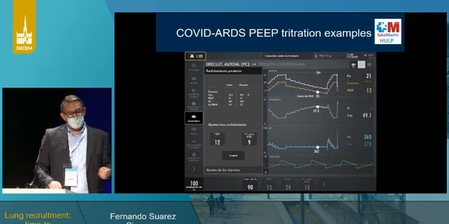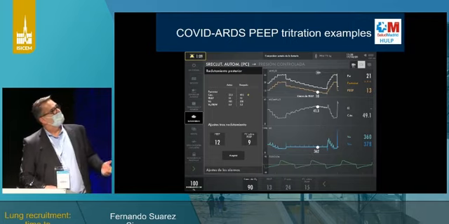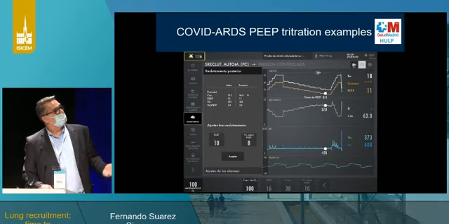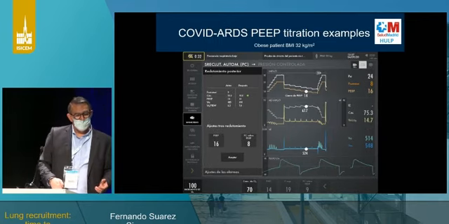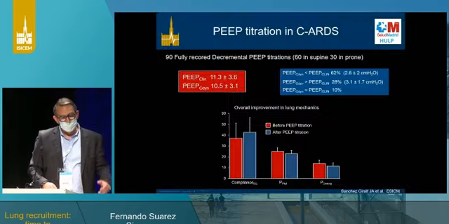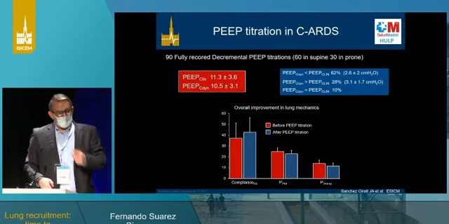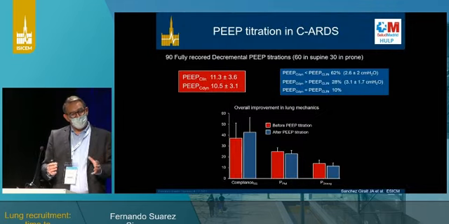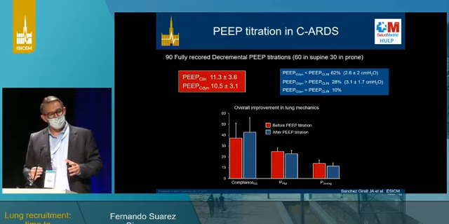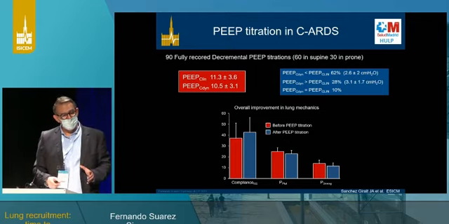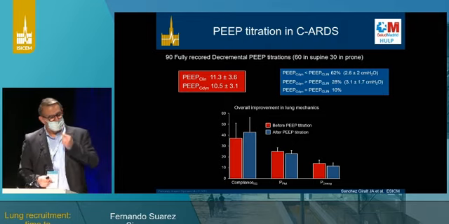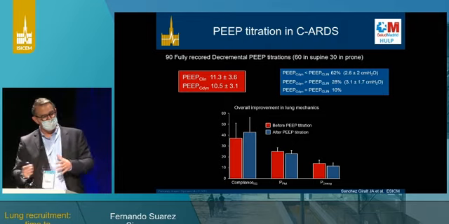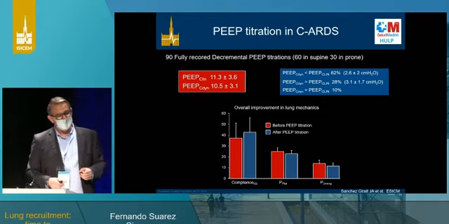So a few examples of COVID patients, and this has been very, very characteristic, very low levels of PEEP, 10 centimeters of water, 8. Obese patients needed a little higher levels of PEEP. And this is just a recording of 9 fully recorded decremental PEEP titrations. And you see here that the PEEP set by the clinician was actually a little bit higher than the PEEP the system provided, so a systematic and a standardized way of recruiting.